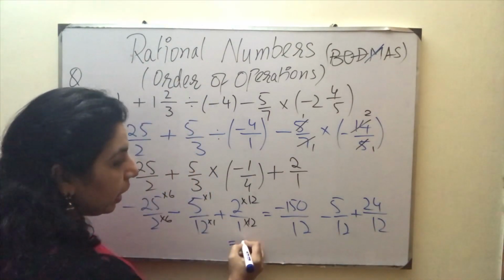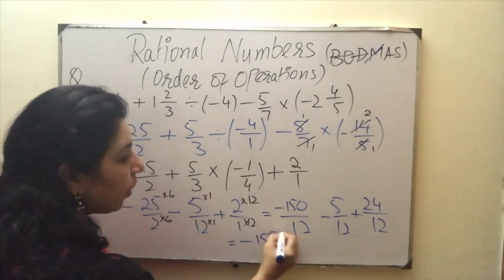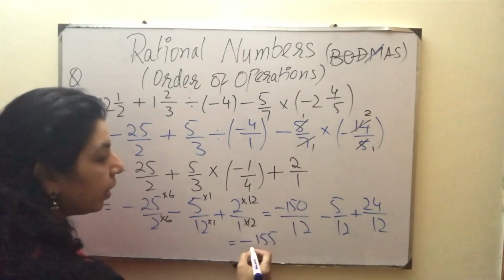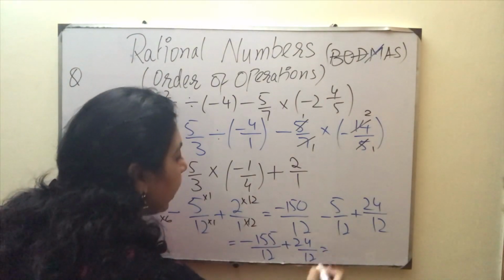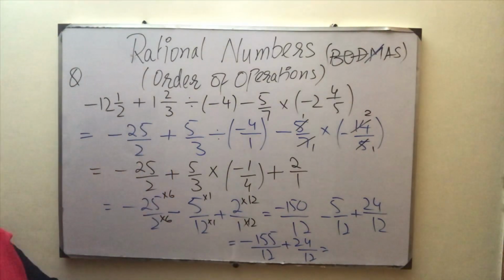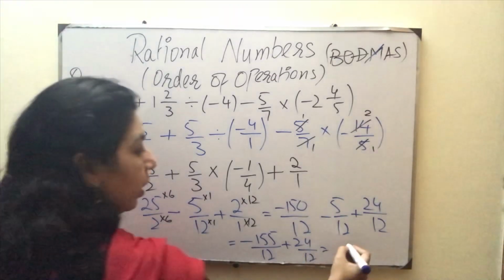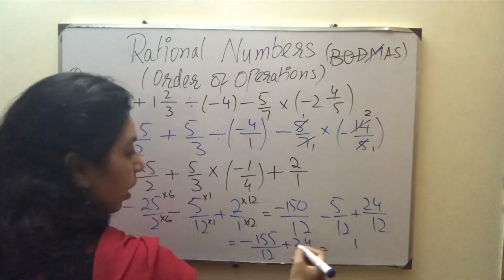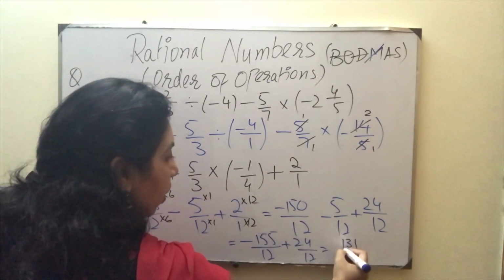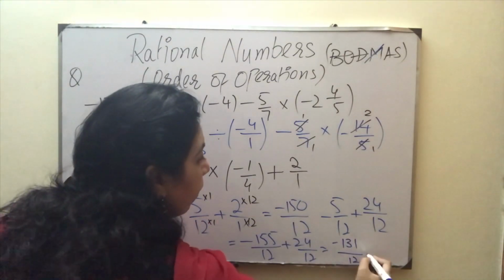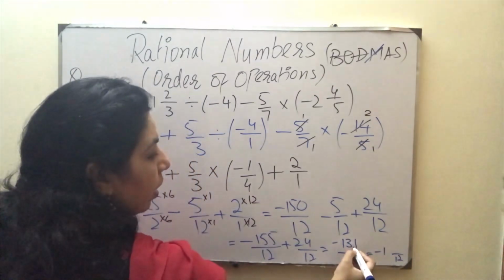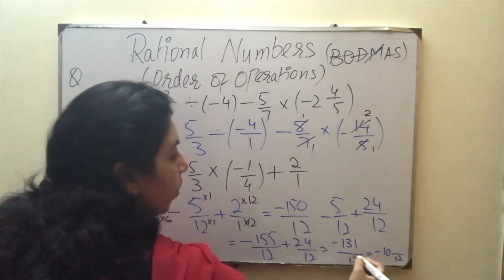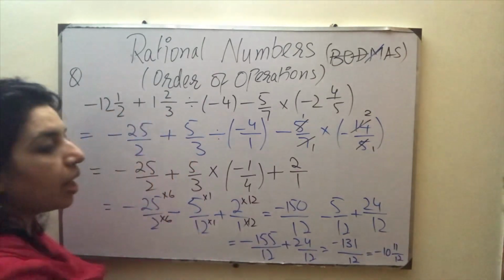It will be minus 155 because both are negative. I have added plus 24. Now I shall subtract with the negative sign. And I shall be having 5 minus 4, 1. 5 minus 2 is 3. 131 over 12, negative. 12 ones are 12. 12 tens are 120 and 11. This is the answer.